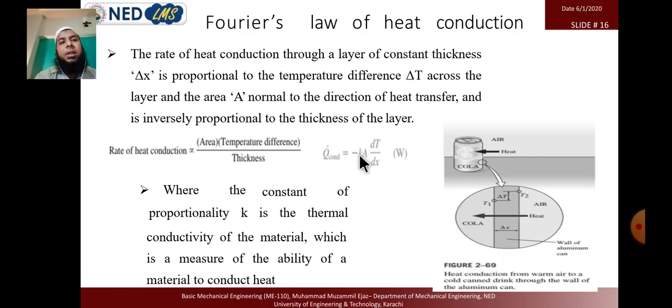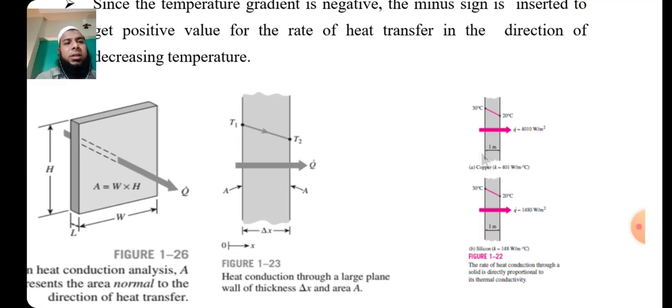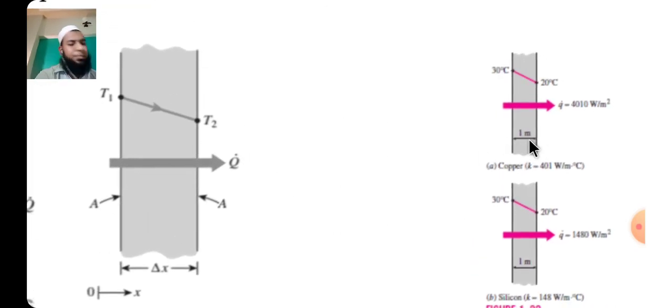What will be the need of the minus sign in this heat transfer rate? It makes the quantity of heat transfer positive. If we take the temperature difference, or if we use the simplified formula of heat transfer rate, then we don't need to place a minus sign. Like if we are taking the temperature difference, like 30 minus 20, and the thickness is 1 meter, we don't need to take the minus sign.